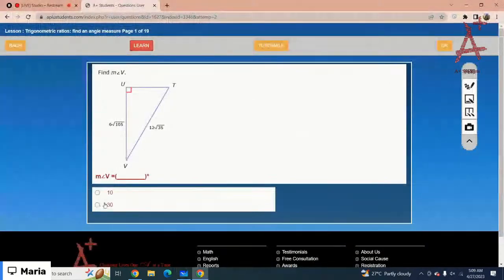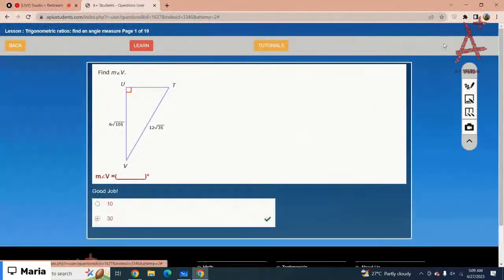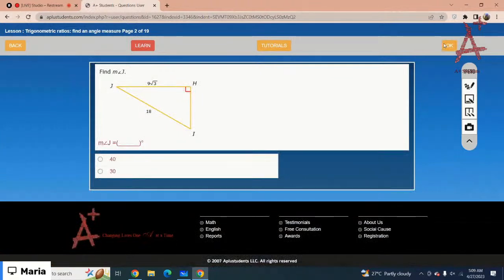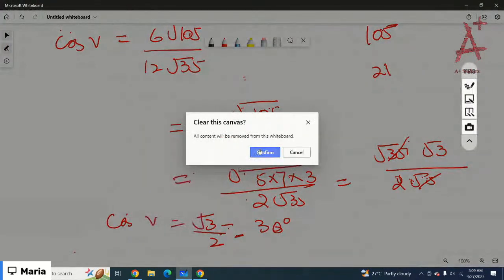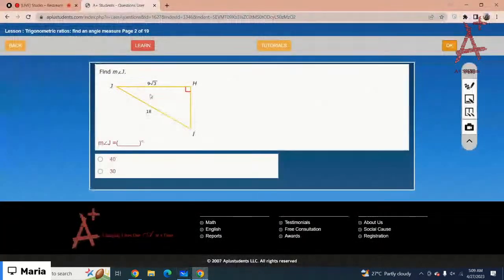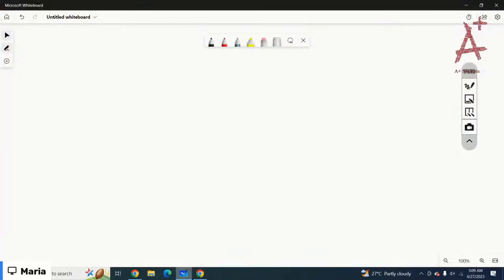So just select, because you have to select the angle, just select the correct option and click on the OK button. Okay, the next one is you have to calculate the angle J. So you have to calculate the cos again, cos of angle J, because you are given the base and the hypotenuse.